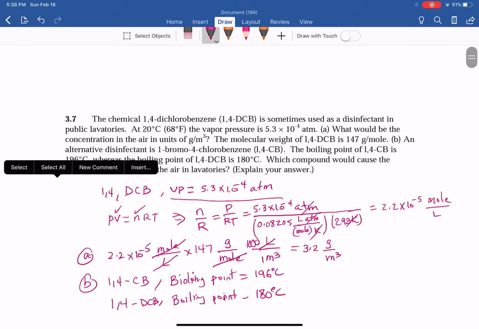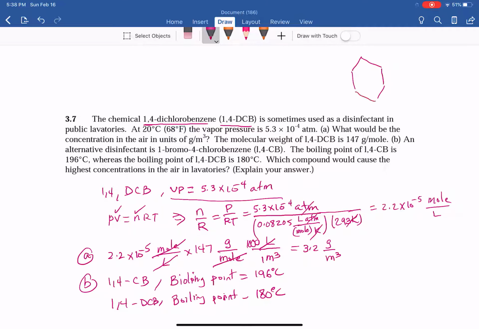Okay, let's look at this problem. The chemical 1,4-dichlorobenzene, 1,4-DCB. Well, if you want to draw a benzene ring, it will be like this. This is a benzene ring where there's a double bond here, a double bond there, and a double bond here.